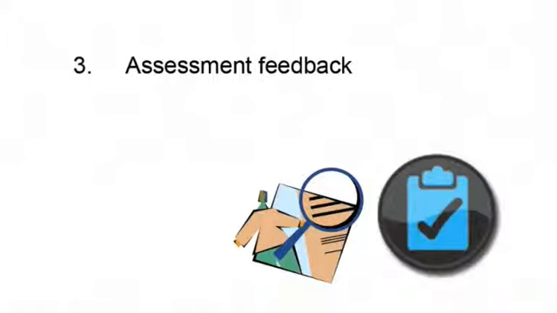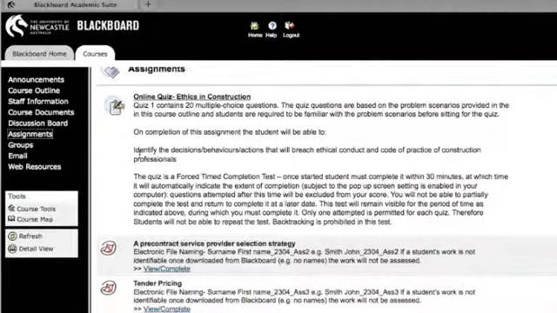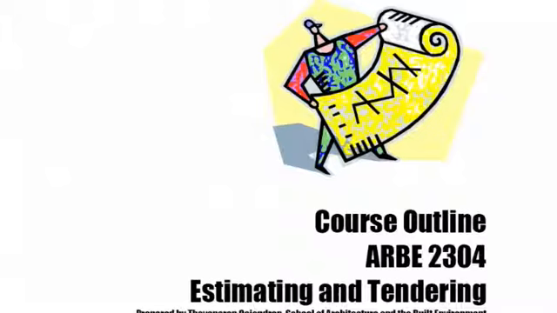So let's go into the first one. If you look at the assessment activities, you click into assignments, and you can see the type of assignments that you need to submit for this course. However, you get a better idea about all the assignments that you need to do for a course through the course outline. So this is the course outline for the estimating and tendering course.